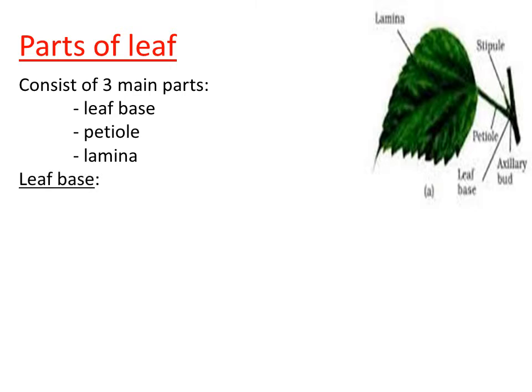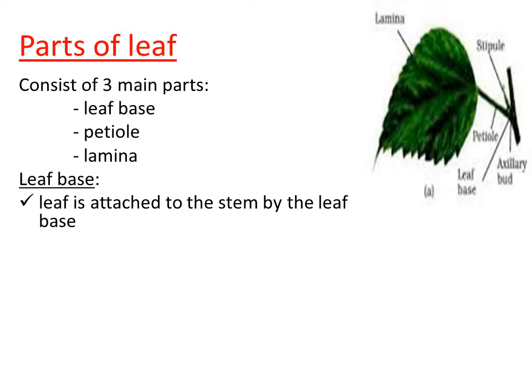The leaf base is the first part of the leaf. This is the portion of the leaf that helps in the attachment of the leaf to the stem. So the leaf is attached to the stem by a portion called the leaf base. The leaf base is the part from where the leaf is attached to the stem.